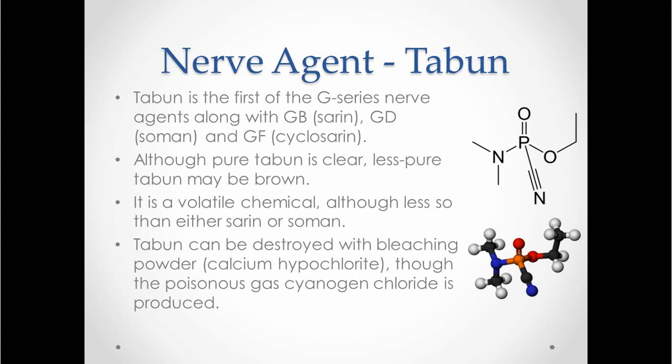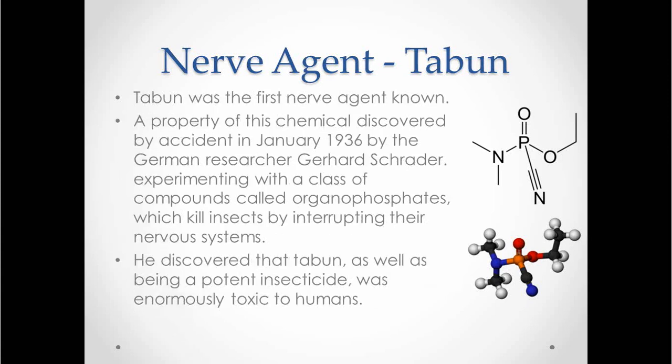Although pure Tabun is clear, less pure Tabun may be brown. It is a volatile chemical, although less so than either Sarin or Soman. Tabun can be destroyed with bleaching powder, calcium hypochlorite, though the poisonous gas cyanogen chloride is produced.